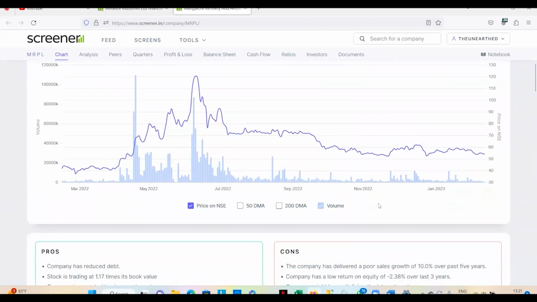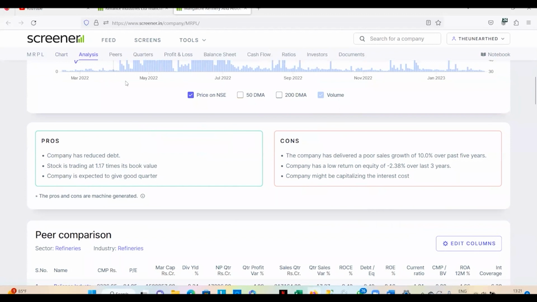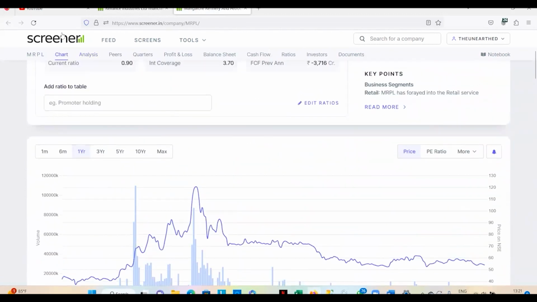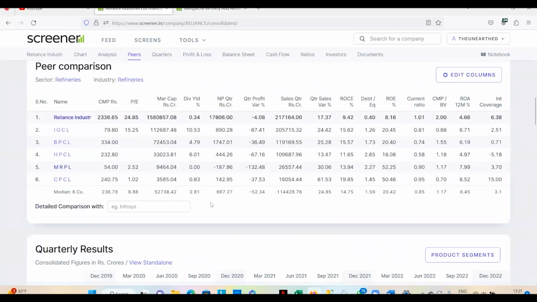Actually, government share doesn't get valuation. That is why this is not trading at a high price. But there is an additional factor to it. What happens? Government companies normally give a lot of dividend out of profit. That's why it looks quite cheap.